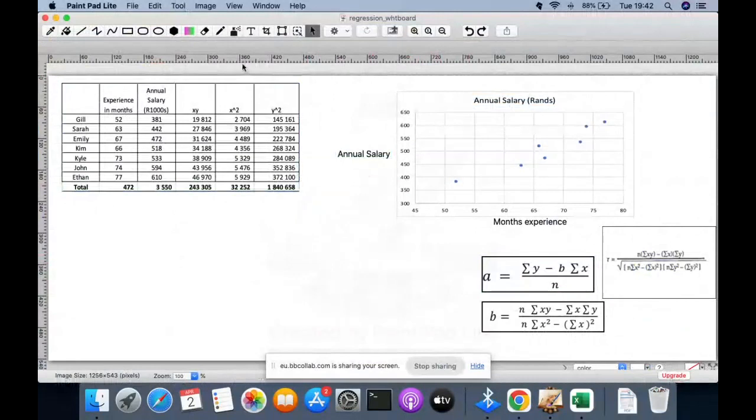This one, I'm just going to mark it here. That's the equation you use to find the intercept, the c. I'm going to write c here, and this is the equation we use to find m. That gives us the line that has that smallest distance.